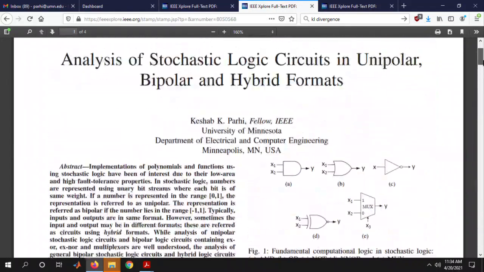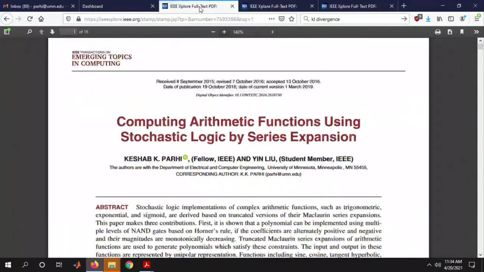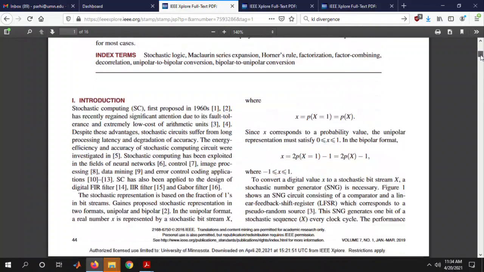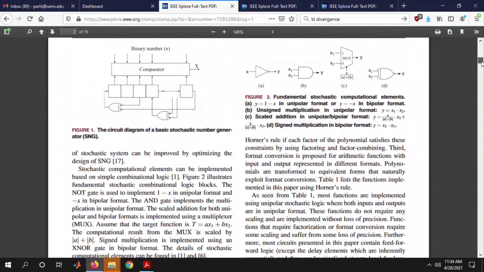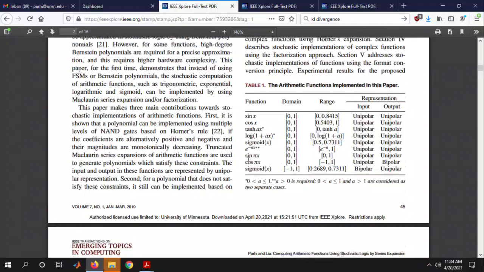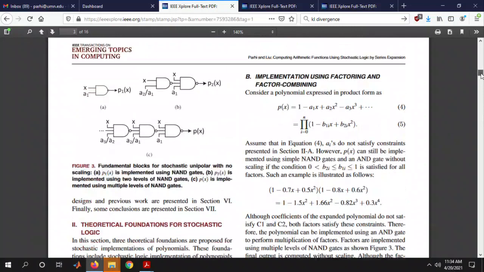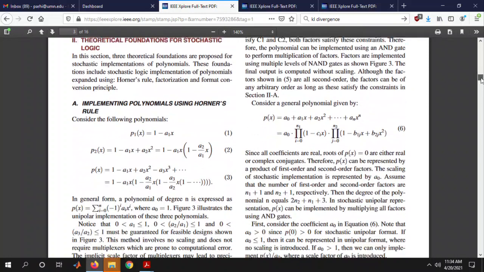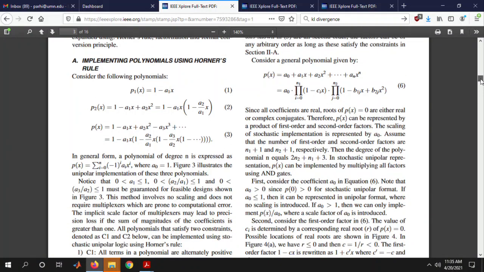That's a good paper to read. And this second paper to read is the paper we talked about briefly. This paper is all about unipolar stochastic logic by series expansion, and we are expressing these approximations of sin x, cosine x, tan hyperbolic, sine pi x, and so on. There is a lot in the paper. I don't really need you to read all of that, but I think it's useful to read how we are applying Horner's rule. Again, the paper came out of my teaching in the class.